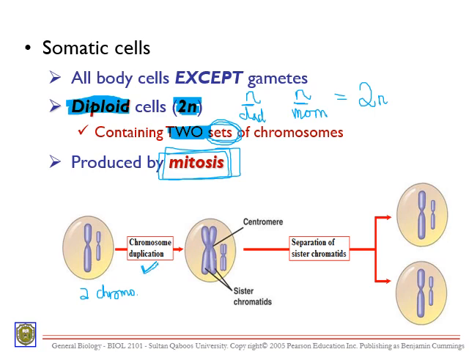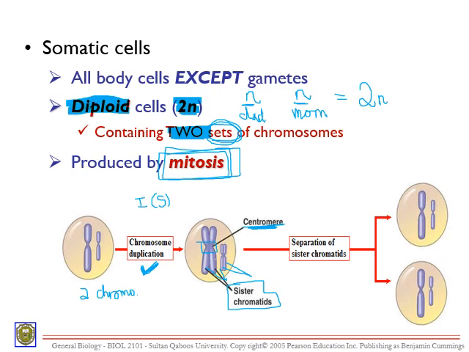Where does chromosome duplication happen, or in which stage? In which phase? Yes, in the interphase, specifically in the S phase. Remember DNA synthesis? When chromosomes duplicate, you're going to have two sister chromatids. They are joined together in this narrow area, which we call a centromere. So these are two sister chromatids, and these are two sister chromatids as well.